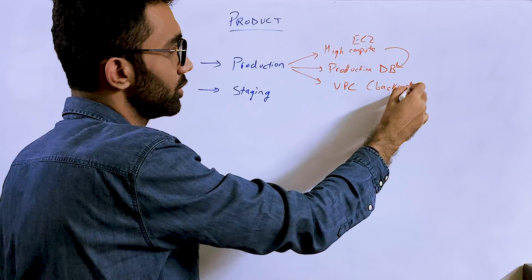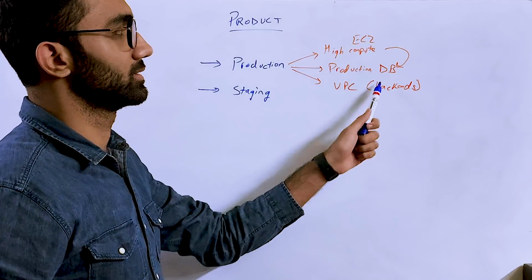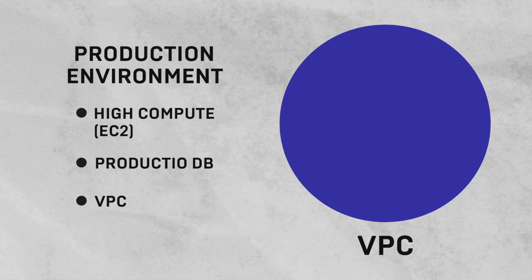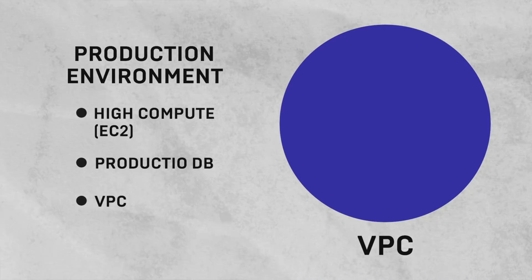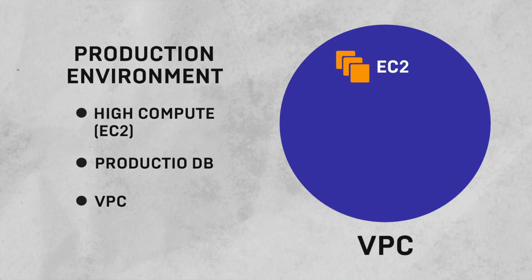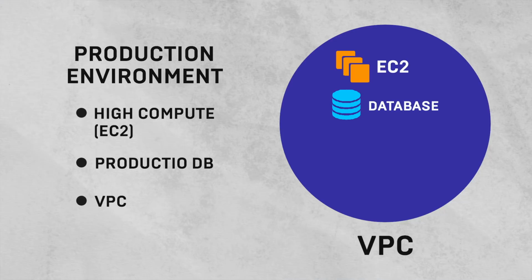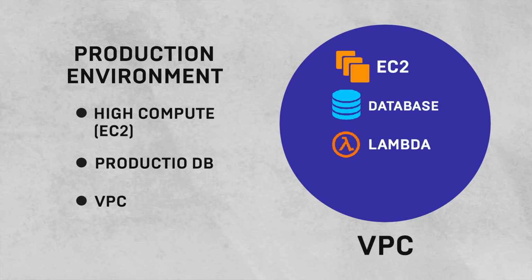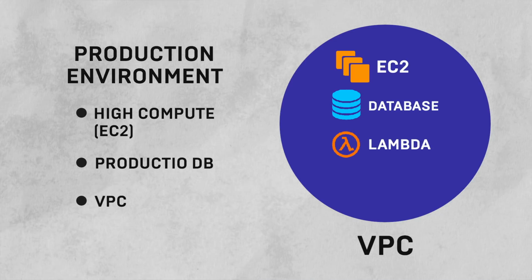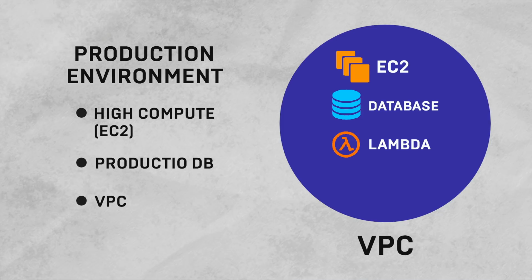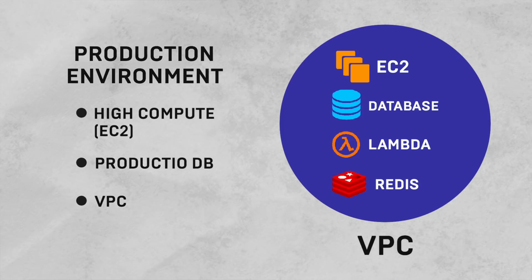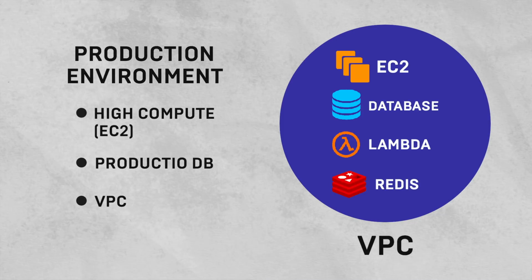So for example, let's say your production database is an Atlas database. You are running a VPC, which is your production VPC, which has this EC2, which has this Atlas database, and which might have a couple of Lambda functions so that all of them coordinate together nicely. And you can also have, for example, a Redis instance, all of that in a single production VPC.